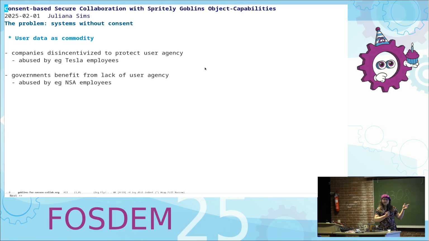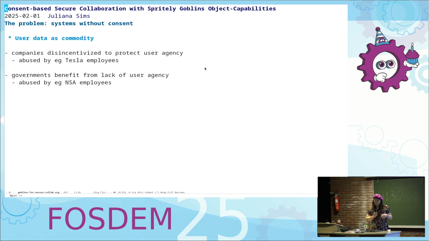Because it's profitable, they're disincentivized from protecting user agency, user data. And even when they do have protections in place, these protections can be ignored and they can be abused by the people working there. So one example I find particularly disconcerting is Tesla. Tesla records everything that happens inside their cars to train their self-driving. And we've heard anecdotes of Tesla employees watching videos of Tesla drivers doing embarrassing things and laughing at them, which, kind of sucks.